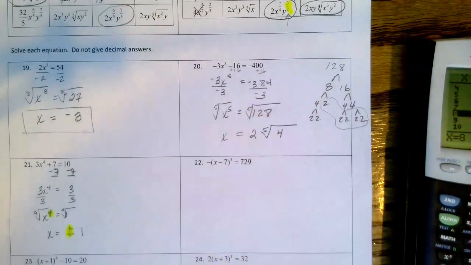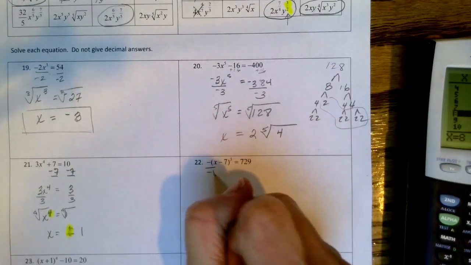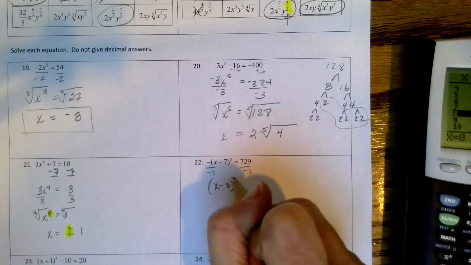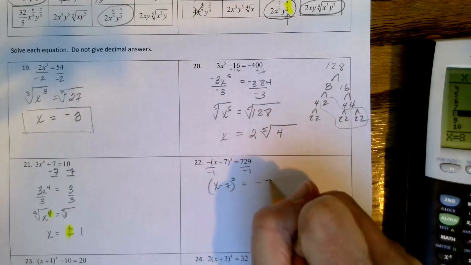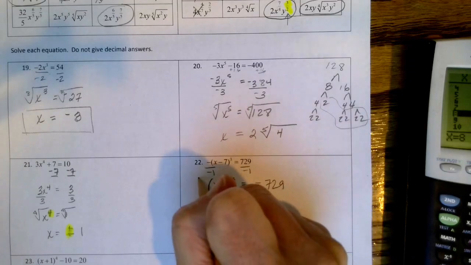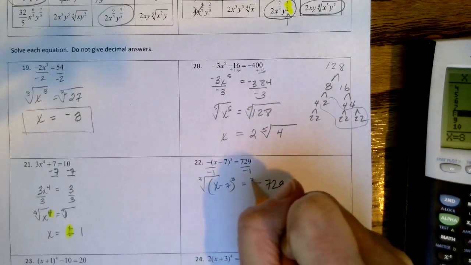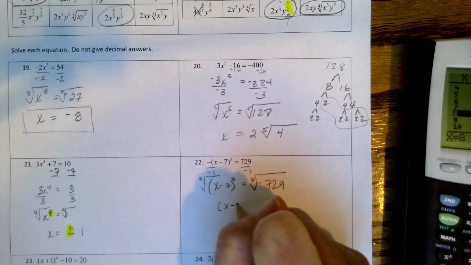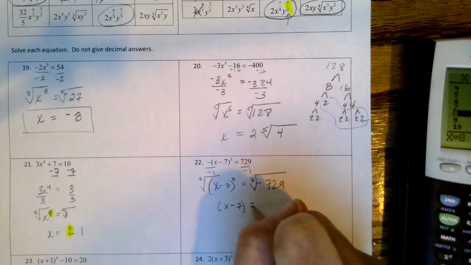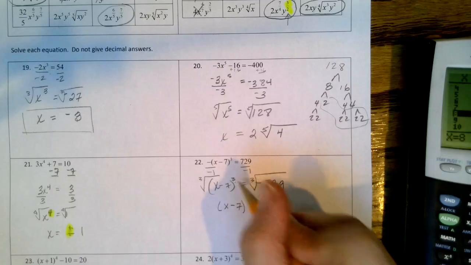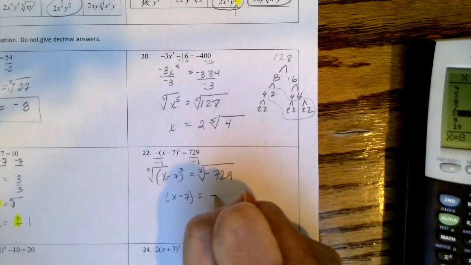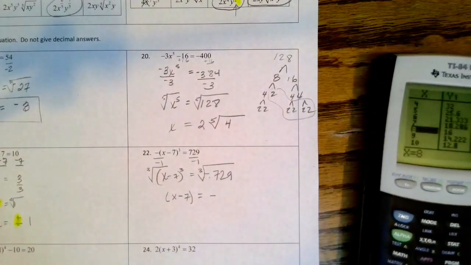Alright, so I'm going to divide by the negative, and I'm going to say x minus 7 to the 3rd power is equal to negative 729. And I'm going to take the cube root of this whole expression, which is going to give me x minus 7. You don't have to worry about a plus or a minus, because this is odd. So I'll go ahead and just say this is going to be a negative value.